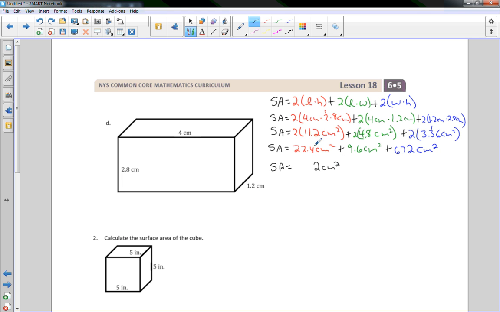Now I'm doing tenths. 4 plus 6 is 10, plus 7 is 17. Carry a 1. The 1's position is 3, plus 9 is 12, plus 6 is 18. Carry the 1. I only have one tens place, and that's the 1 and the 2, which comes out to be 38.72 centimeters squared.